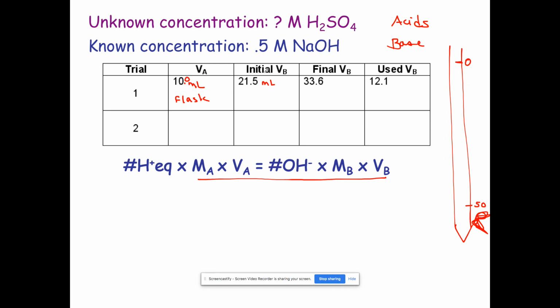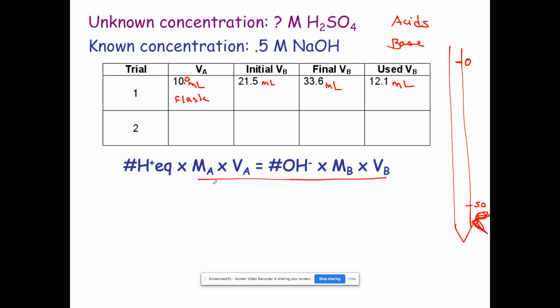So we're going to start with our initial base volume of 21.5 milliliters. You're going to add base, add base, add base until finally the solution in the flask turns pink. We're using phenolphthalein as our indicator. And when you are at that pink that remains, you take the volume of your burette and it's 33.6. So to figure out how much you used, just like finding a delta T or any of those, it's final minus initial. So we used 12.1 milliliters of base. So now let's plug this into the equation.